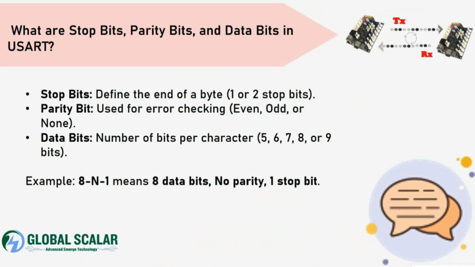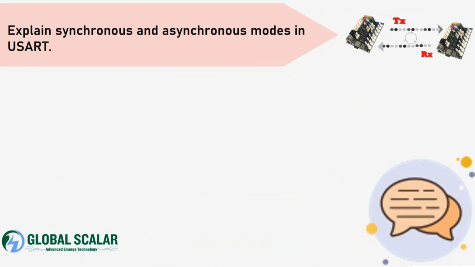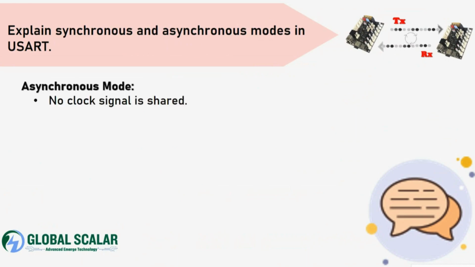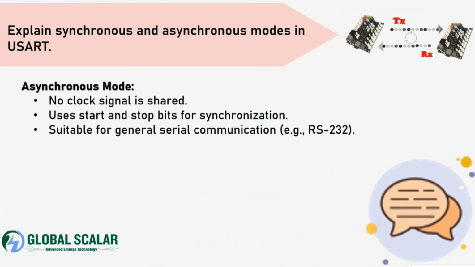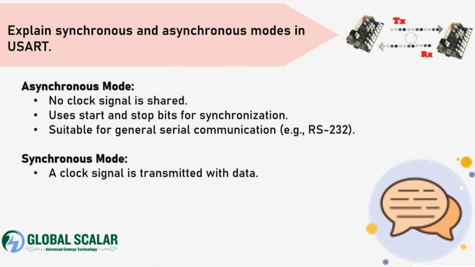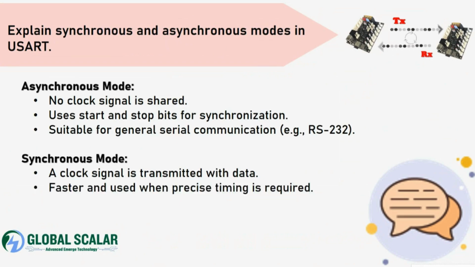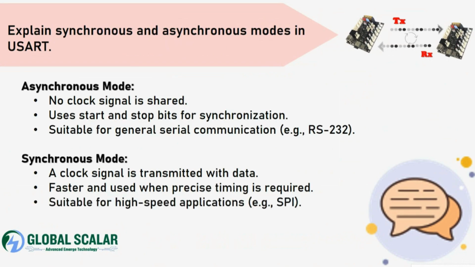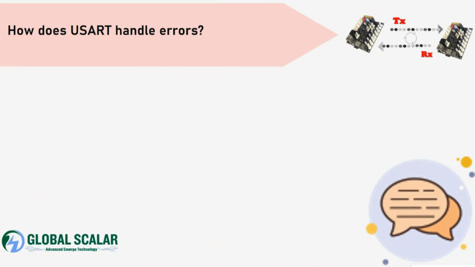To understand the communication, explain the synchronous and asynchronous modes in USART. In asynchronous mode, no clock signal is shared. It uses start and stop bits for synchronization. It's suitable for general serial communication. In synchronous mode, a clock signal is transmitted with the data, which is faster and used when precise timing is required. Suitable for high-speed applications.